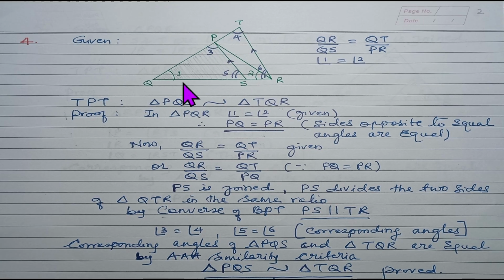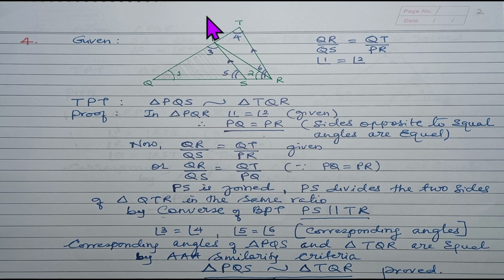Now in triangle PQR, angle 1 is equal to angle 2. The sides opposite to these two angles are also equal. That means PQ is equal to PR, because we know the sides opposite equal angles are equal. Now we are given QR upon QS is equal to QT upon PR. I can replace PR by PQ, because PQ is equal to PR here. Now if you observe, QR upon QS is equal to QT upon PQ.